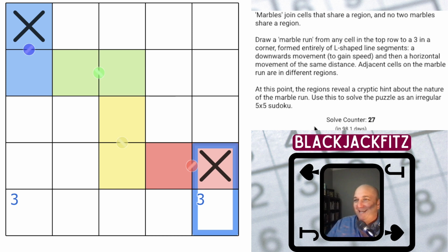Let me reread the rules. Marbles join cells that share a region, and no two marbles share a region. Okay. Draw a marble run. Draw from any cell in the top row to a 3 in the corner, formed entirely of L-shaped line segments. A downward movement to gain speed, and then a horizontal movement of the same distance. I think it does need that. Oh, is that true too? Yeah, so, okay, so that's interesting.